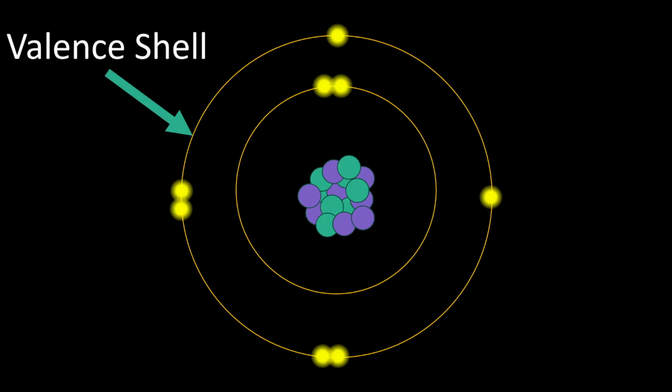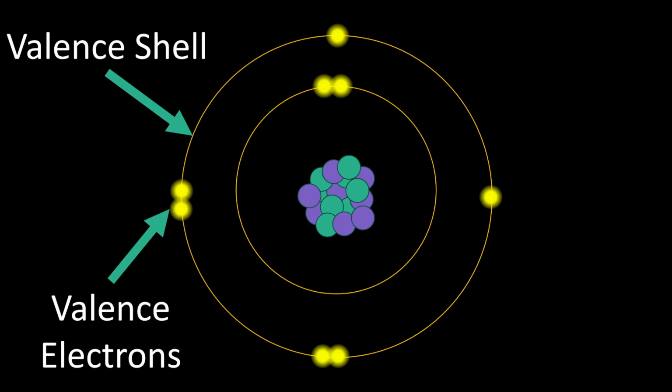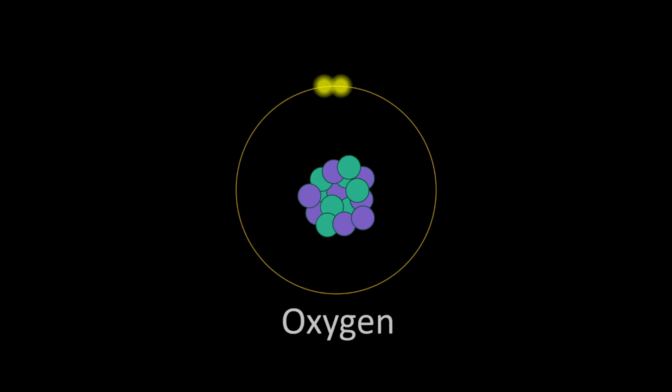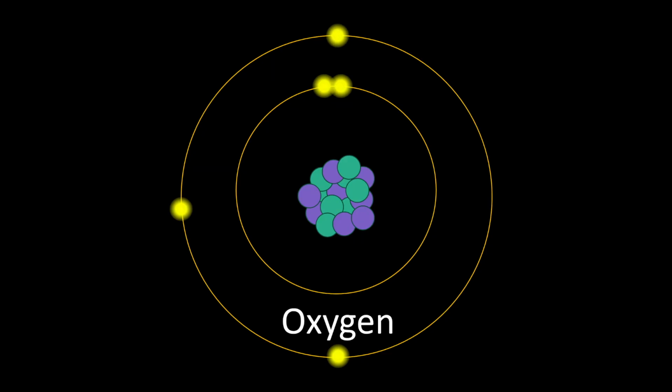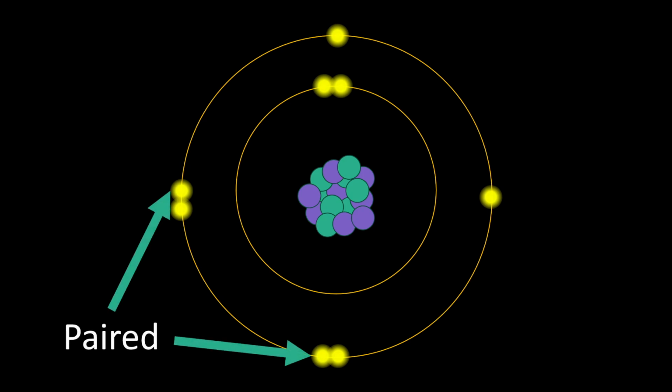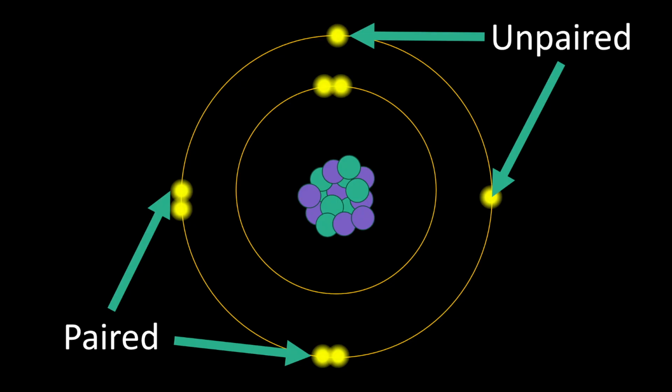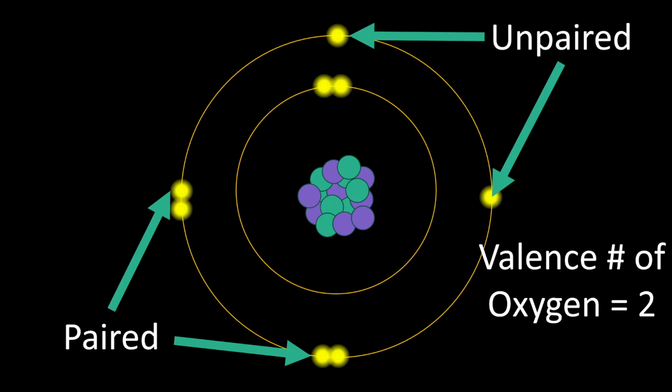Whichever shell is the outermost shell is called the valence shell, and the electrons in the valence shell are called valence electrons. When we draw valence electrons, we place them one at a time around the shell before pairing them. This helps to see which electrons are paired and which are unpaired. In oxygen, 4 of the valence electrons are paired, and 2 are unpaired. The number of unpaired outer electrons is called the valence number. As you can see, oxygen's valence number is 2.